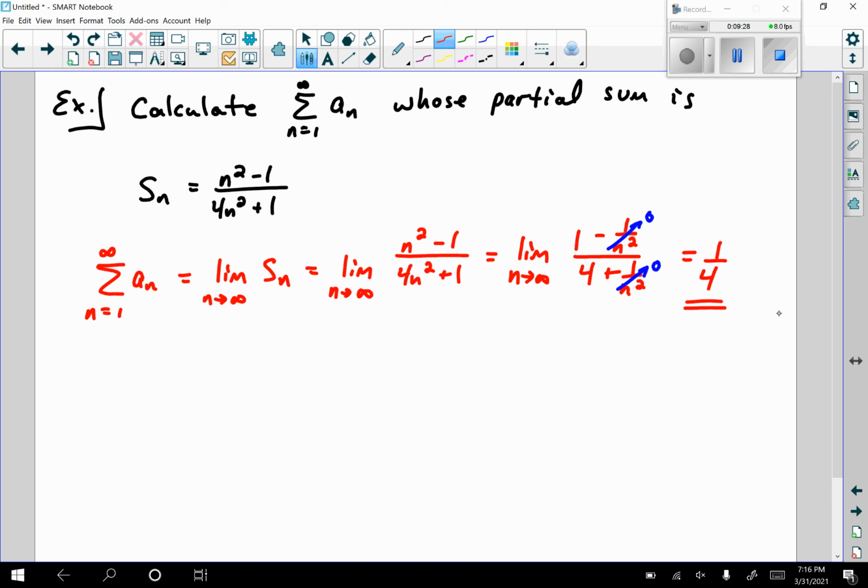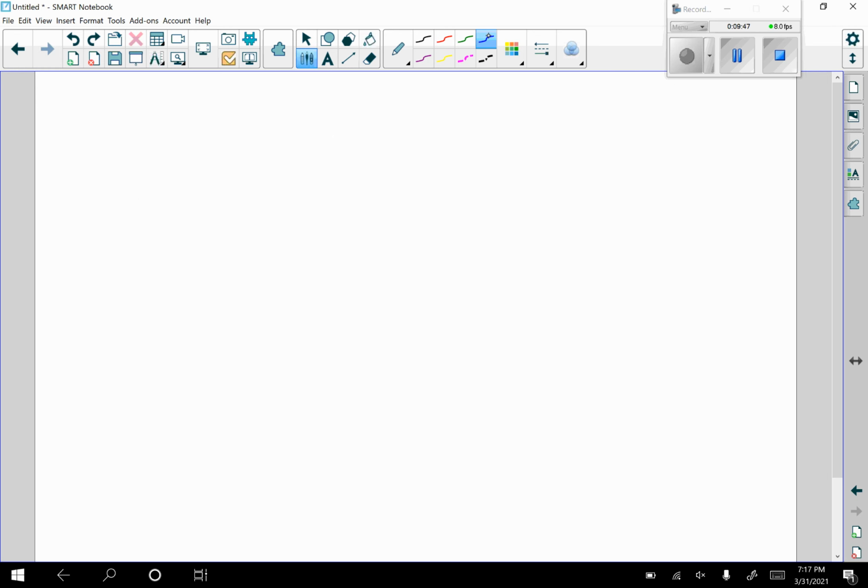Now also remember too, if we're ever facing an indeterminate form, we could still go back to L'Hopital's rule where we would take the derivative of the numerator and denominator. I think there's one example like that in WebAssign. All right, now let's take a look at geometric series.